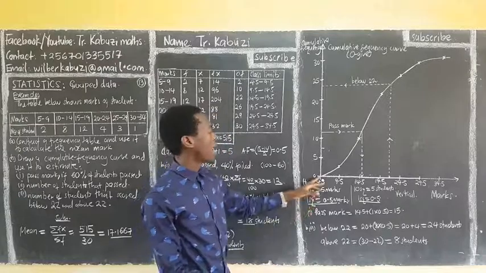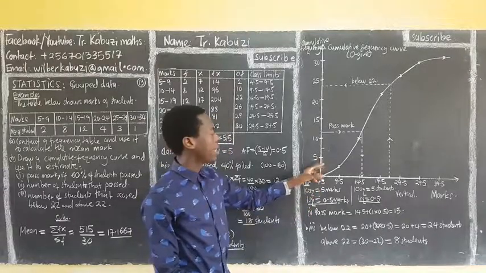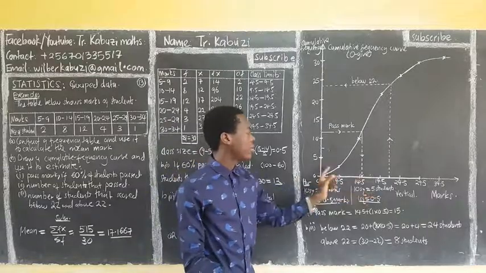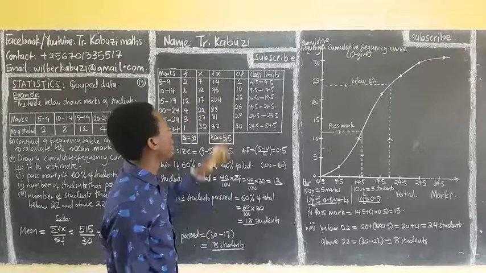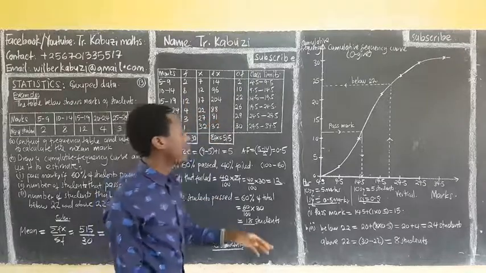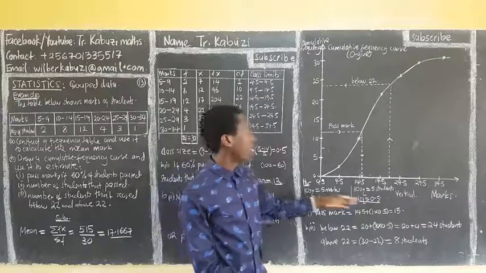What about the vertical? You see that from here up to here, they are also 2 centimeters, meaning that 10 small squares are equal to 5 students. Remember that with cumulative frequency, we are adding students. So 1 small square is equal to 0.5. This is the scale on the vertical.